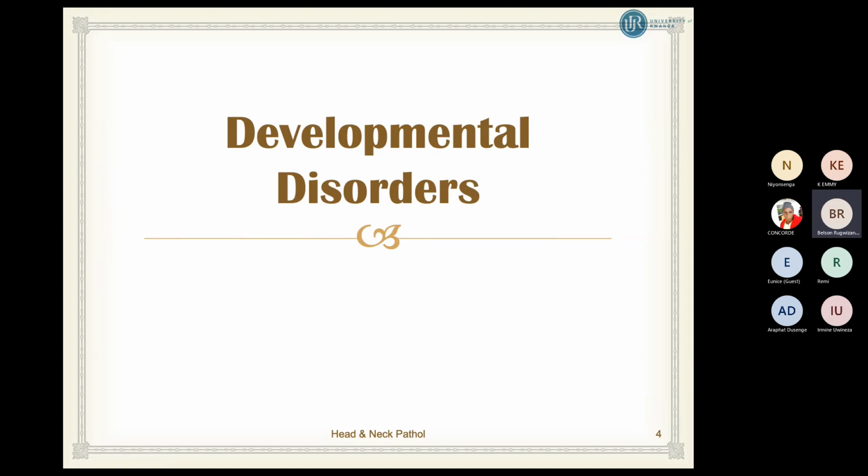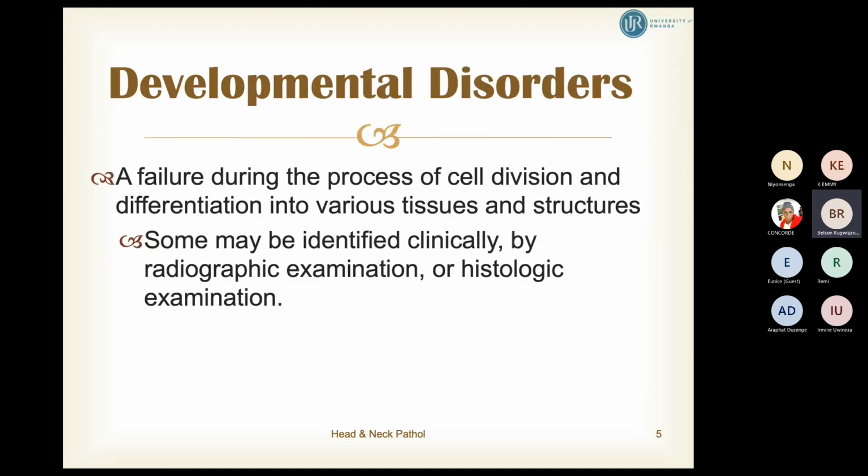So we start with the developmental abnormalities. The developmental disorders come when there's a failure during the process of cell division and differentiation into various tissues and structures. Some can be identified clinically, others by X-rays or CT scans, and others by histology.